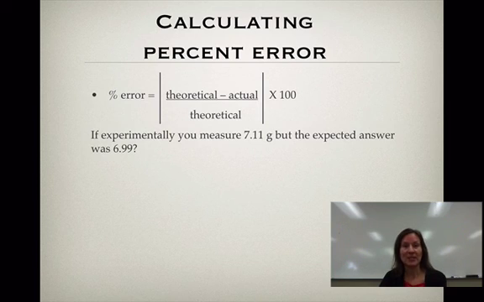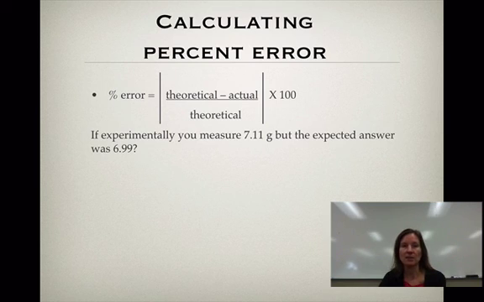To calculate a percent error, you take what you hope to get, which is your theoretical value, and you subtract away from it what you actually got. So you figure out the difference between your two numbers, and then you divide that by your theoretical value and multiply it by 100, and that will be your percent error.